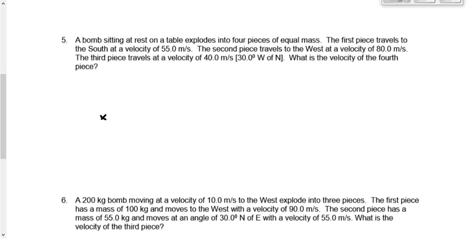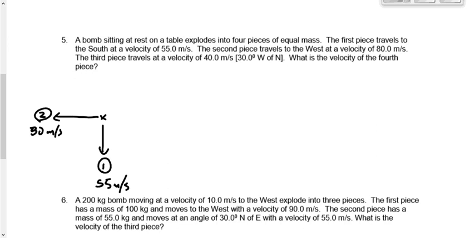We have one piece going, what do we say, south? Let's call that piece number 1. Its mass, oh, it's equal masses. That's good. We know what's going to happen here, right? The mass is going to end up canceling out because it's going to be the same mass in every term. I love it when that happens. This is 55 meters per second. We have another piece going to the west. That would be piece number 2 right here to the west. Its velocity is 80 meters per second.